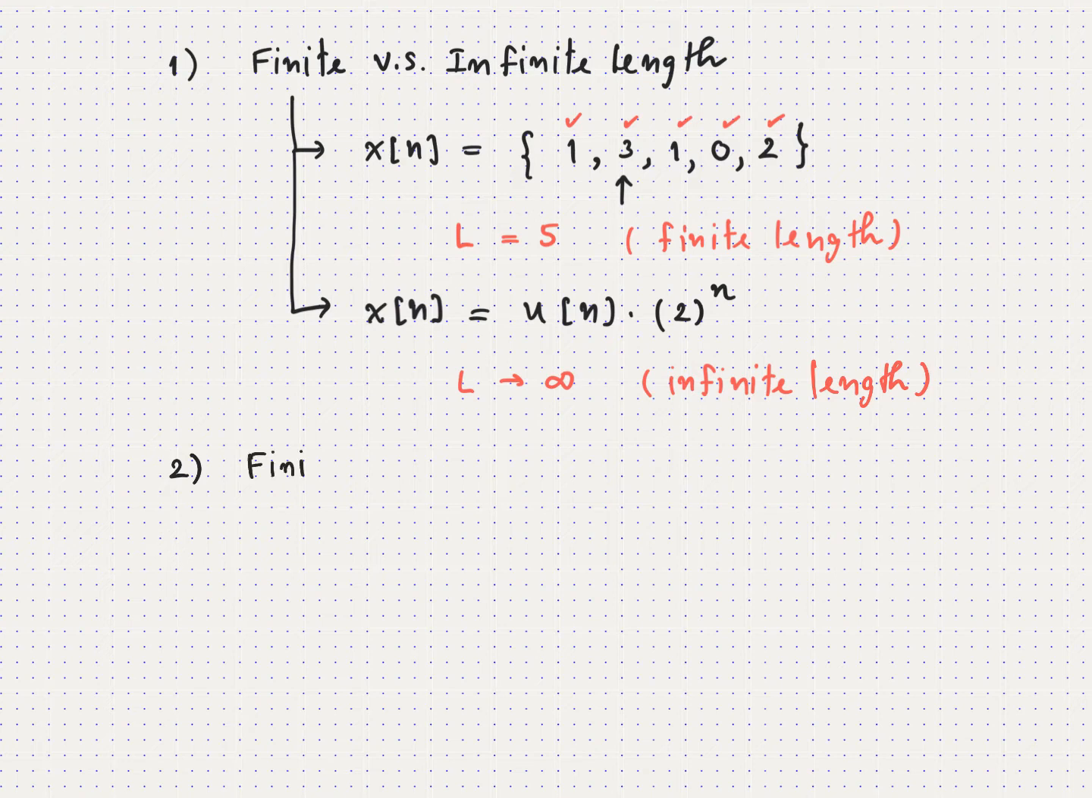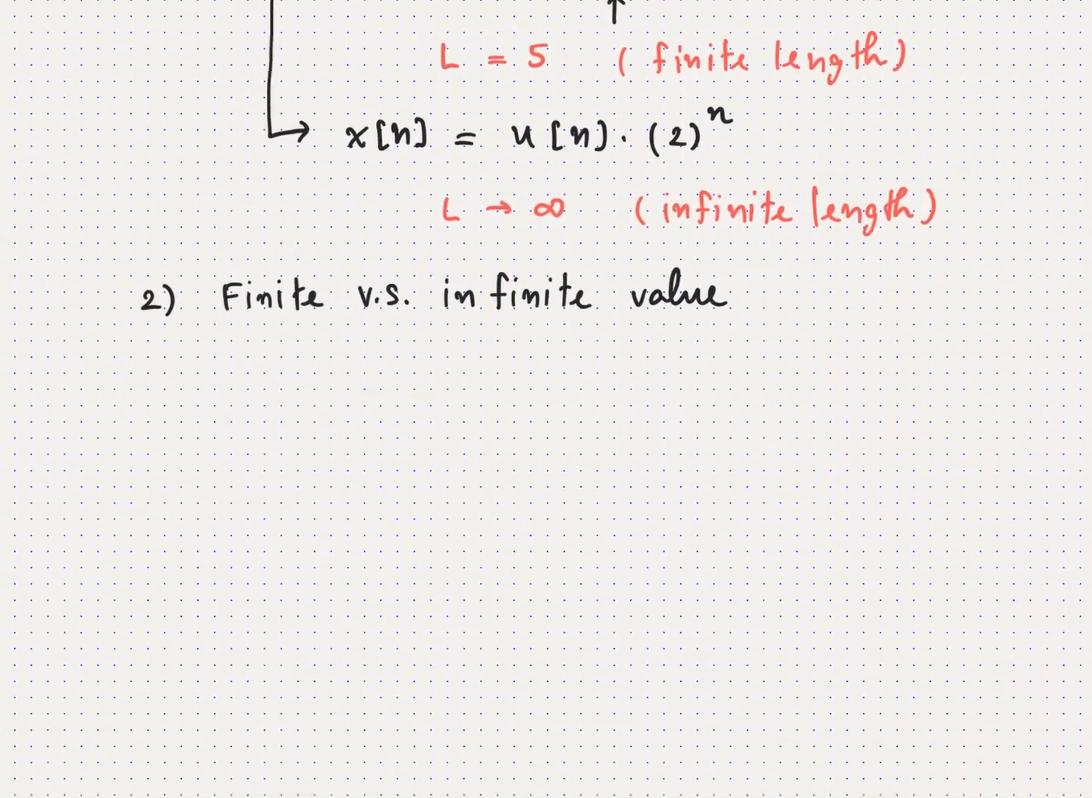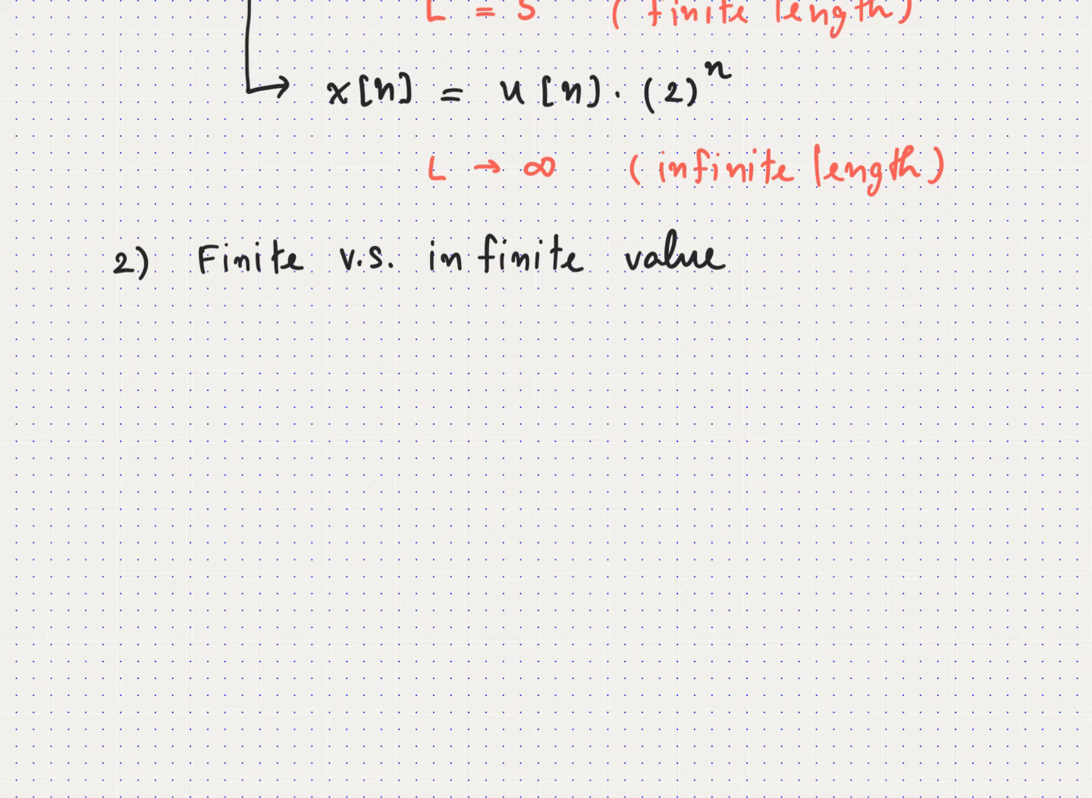Finite value versus infinite value. In this case, what we are trying to see is the difference in terms of value. For example, a finite value signal has finite amplitude for all n. So you look at all possible n, and then you see if the amplitude is finite or not.